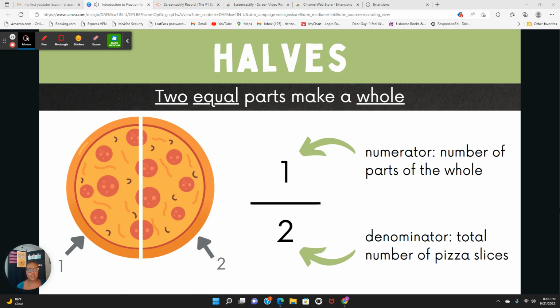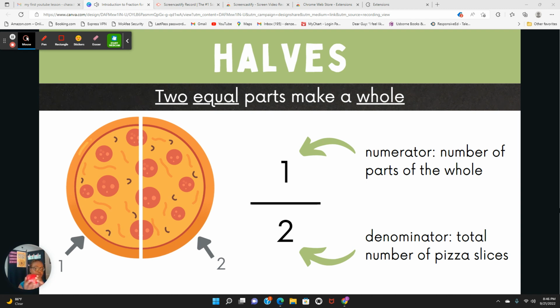Then we're going to talk about another word. It's called denominator. That is the total number of pizza slices. Total. That's my total number of pizza slices, and pizza slices are my apple slices. If you look at the pizza here, how many parts do I have? I have one part and I have two. That's my denominator. I have two pieces that make up the whole. And if I took one part to eat, that would be my numerator.